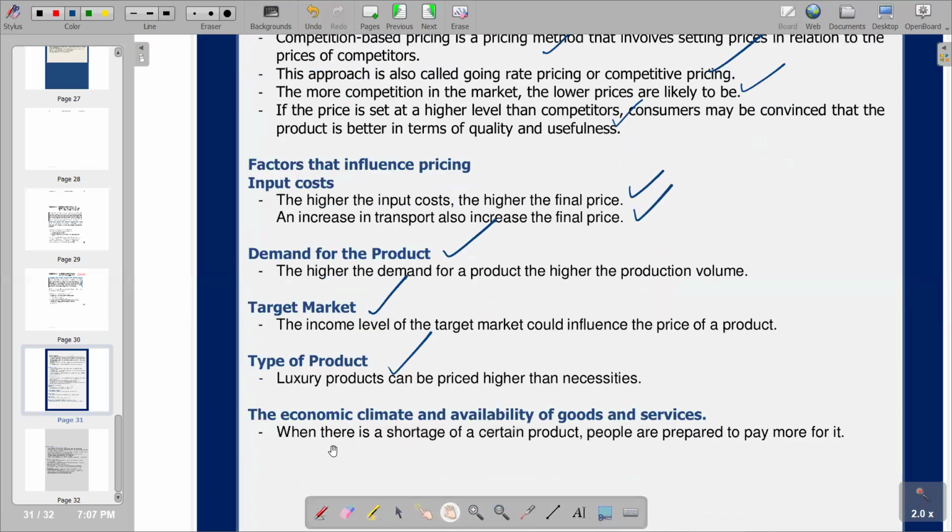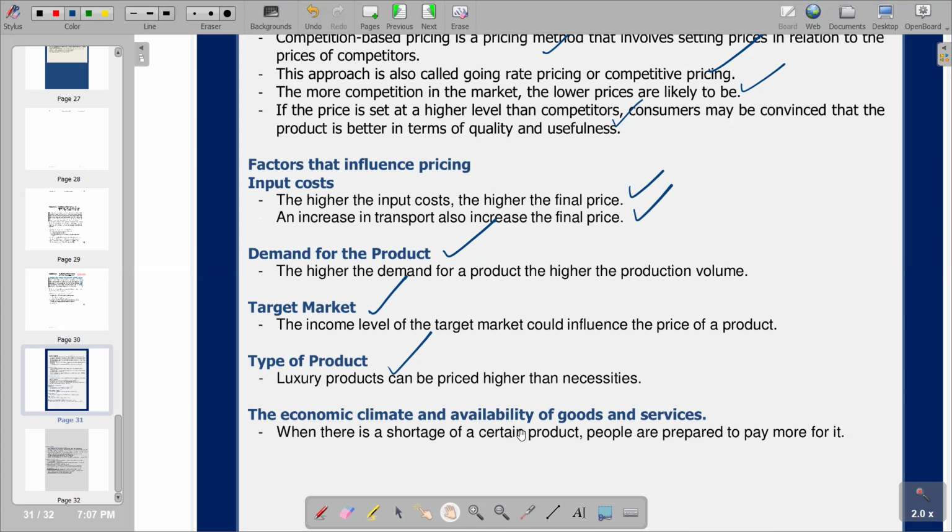Obviously we go to the next part, where we have the economic climate and the availability of goods and services. The economic climate and the availability of goods and services also come as a factor that is influencing pricing. For the availability of goods and services, obviously, if the good or service is scarce, that is going to affect the price. The price also is going to go up. It means the good is not there in the market, it's scarce. So even the consumers are willing to pay a higher price if the availability of the good and service is very low, if the good is scarce. So this is the explanation that we have in terms of availability of goods and services.